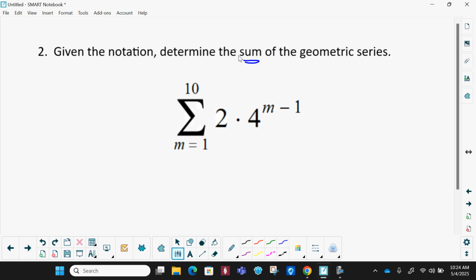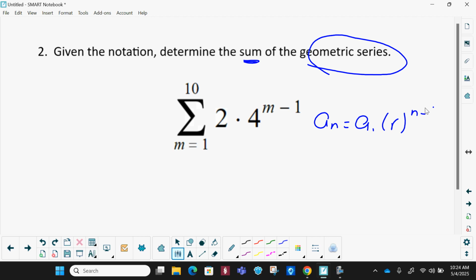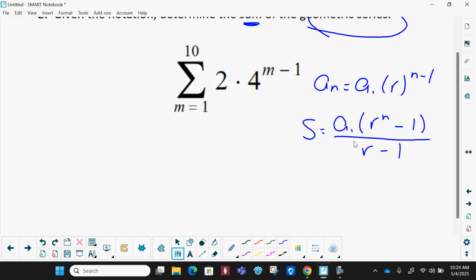Find the sum, okay, the geometric term. So the formula for a sub n, okay, there's only two formulas we have here. R to the n minus 1, and then the sum one. So a1, r to the n minus 1 over r minus 1. I know Mr. Ford has these flipped. These are really the same way.